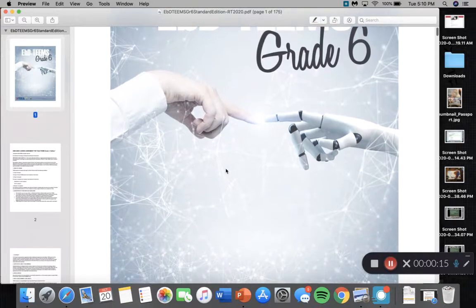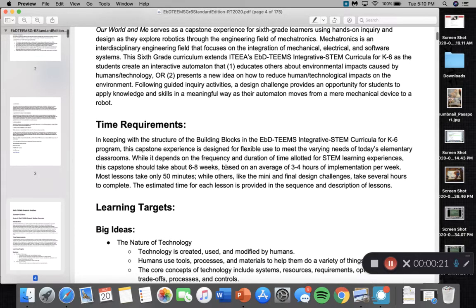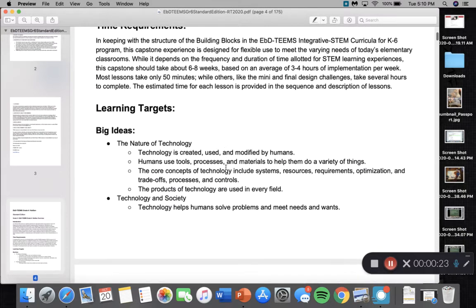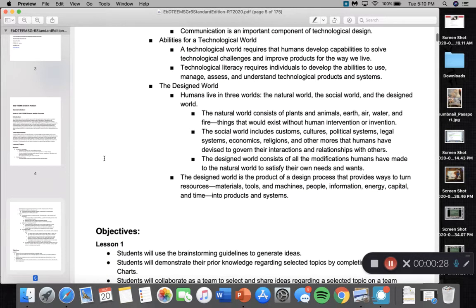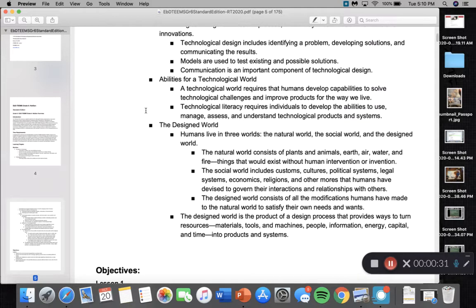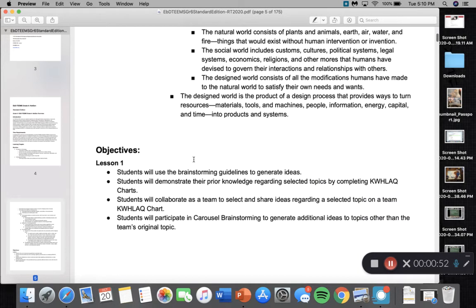It's a curriculum for grade 6, and it's a STEM curriculum that talks a lot about technology and the uses of it, and like right here, the big ideas, the nature of it, how it fits in with society, and all that fun stuff. And ultimately, they're going to have a final design challenge of making an automata or a bot that either educates the people about the impact of technology on the environment, or they propose a way to reduce the impact of technology on the environment. So it's really organized, which I like.